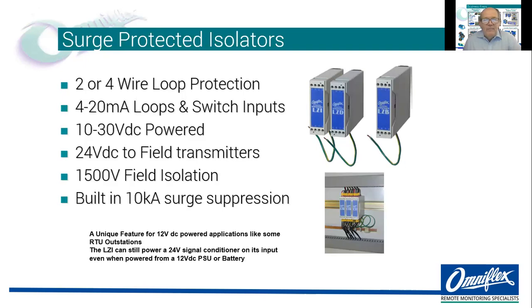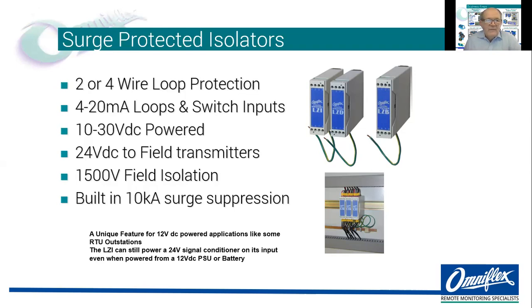Another unique product developed for the industry was surge protected isolators. Obviously the incentive is savings on space in terms of having isolators and surge protection. These surge protectors cover 2-wire and 4-wire devices. It protects 4 to 20 milliamp loops and switch inputs, i.e. your field contacts coming from the field.